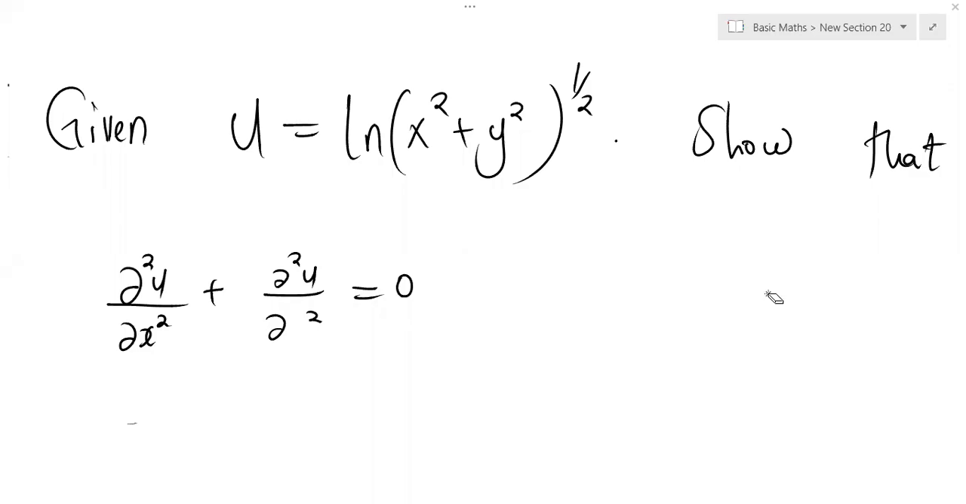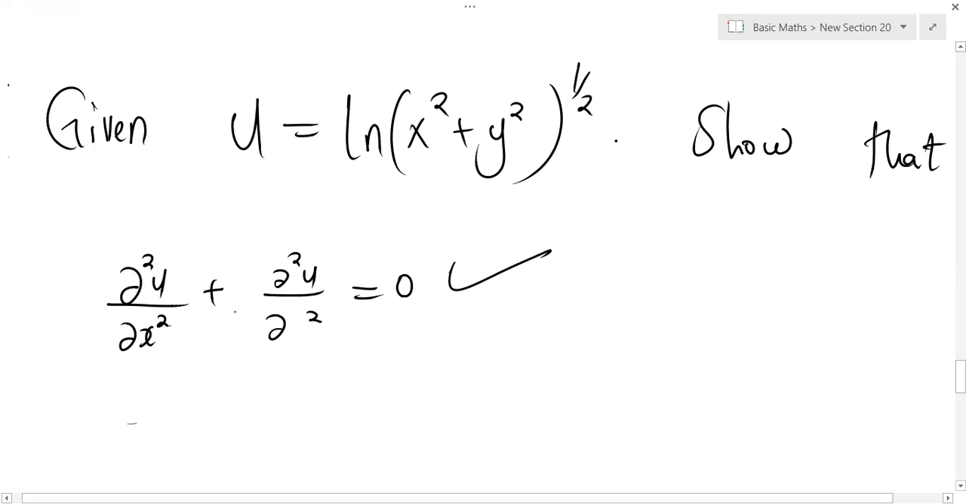Hello guys, so I would like us to look at how to go about solving this. You've been given u, which is ln (x squared plus y squared) raised to power half, and you're being told to show that del 2u del x squared plus del 2u del y squared is equal to 0. Now, recall how to differentiate a logarithmic function.